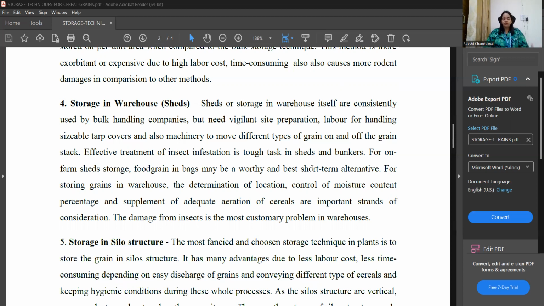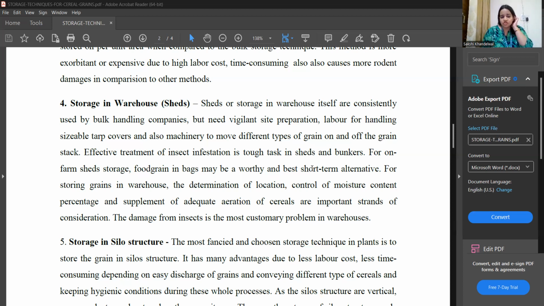We have to look after it. We have to bring more laborers to handle the grains. We also need machinery to move the cereals from one place to another. It is a tedious task, and effective treatment of infestation is a tough task in sheds and bunkers. In the warehouses, the grains are more susceptible to insects, so it is very hard to maintain that place and to prevent rodents and insects.